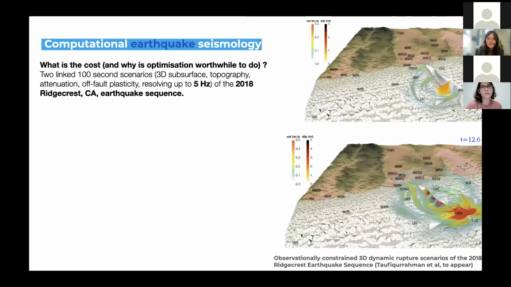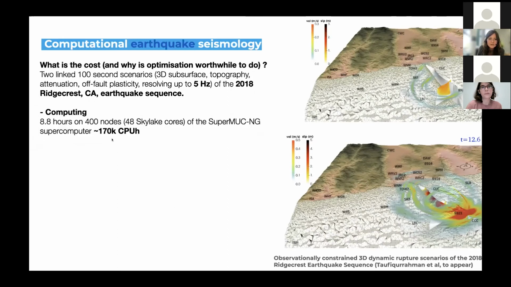And you want to have everything that happens on the fault based on strongly velocity weakening friction and resolve the wave field up to 5 Hertz. So that could cost you, in terms of computing, for example, around 170,000 CPU hours for this high resolution scenario.